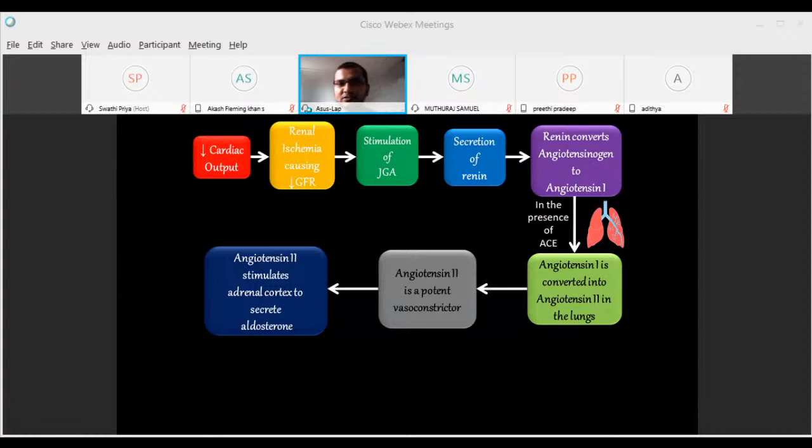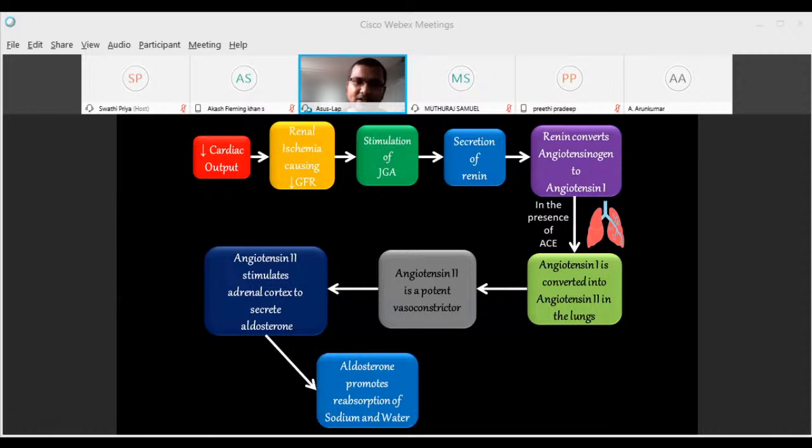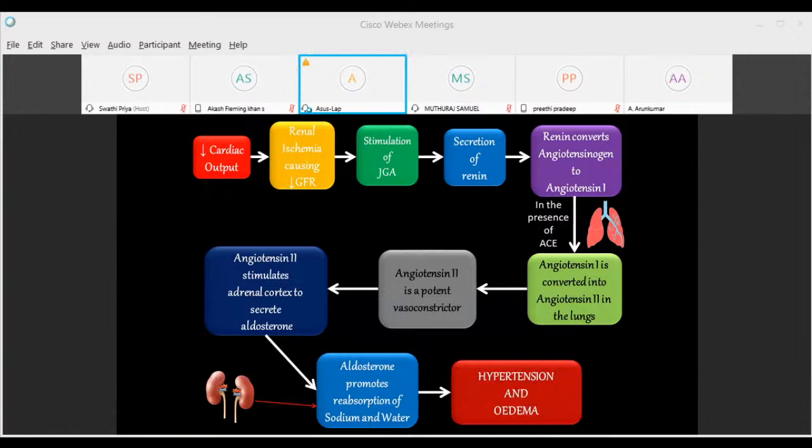So angiotensin 2 leads to vasoconstriction. What is vasoconstriction? The blood vessels become narrow. Also, angiotensin 2 stimulates the adrenal cortex to secrete aldosterone. I already told you about aldosterone. Aldosterone promotes the reabsorption of sodium and water, and this reabsorption happens in the kidney. This can lead to hypertension. Understood? So aldosterone promotes reabsorption of sodium and water, which increases the blood pressure and causes edema.